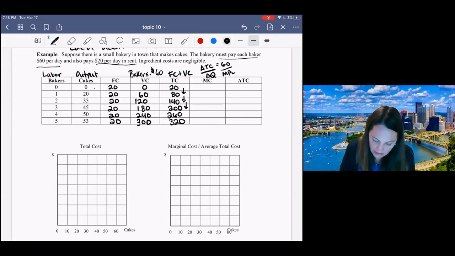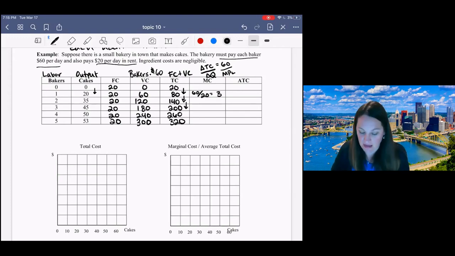So what we're going to do is say, all right, as I hire the first baker, that baker costs me $60, but can produce 20 cakes. So the marginal cost, or the cost of producing the first 20 cakes, is going to be 60 over 20, or $3 per cake. Now we can't really calculate marginal cost for 0 bakers because we've made no cakes and the cost per cake is kind of a moot point.